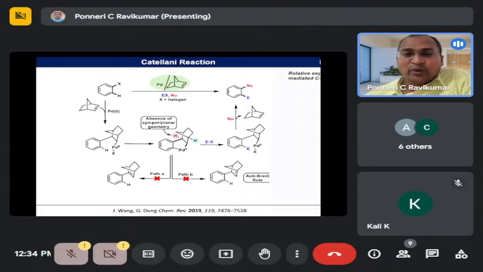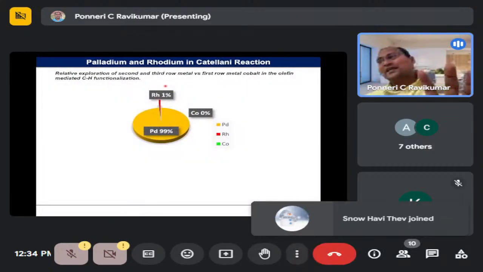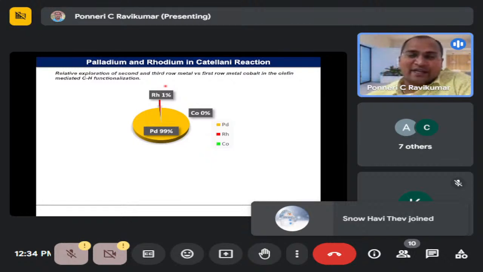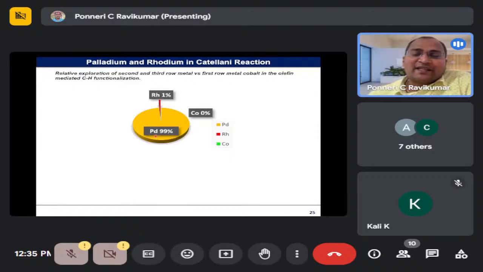I'll now quickly give you the statistics of Catellani reactions for different metals. You can see all the Catellani reactions that have been reported so far have used mostly palladium, and very few reports with rhodium. Both of these are heavy metals. With cobalt, there is no report.